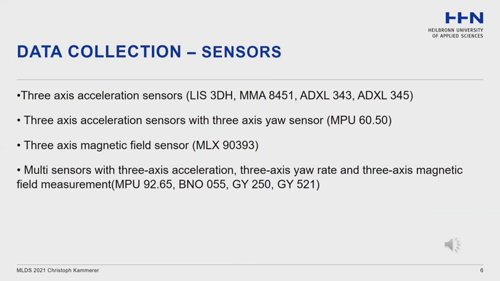The sensors used to measure the vibration of the motor were as follows. 4 different 3-axis acceleration sensors. 1 3-axis acceleration sensor with 3-axis yaw rate sensor, a gyroscope. 1 3-axis magnetic field sensor and 4 multi-sensors which measure acceleration, yaw rate, and the magnetic field.